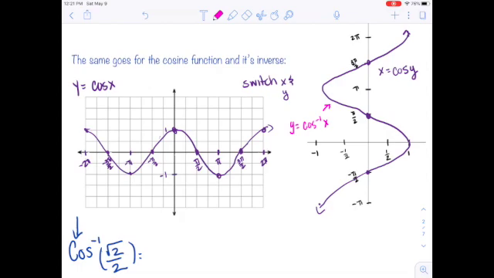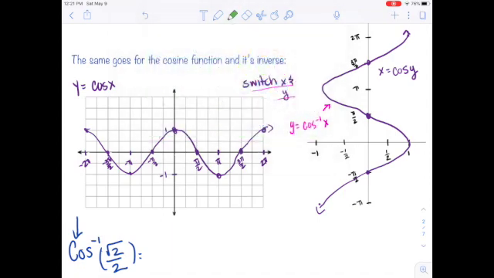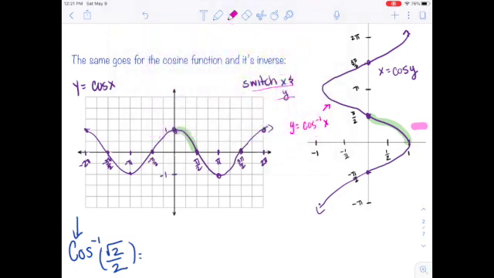When you graph the cosine function, you've got y equals cosine of x on the left, and then you switch your x and your y values, and you get y equals the inverse of cosine on the right. And you'll see that, let's go back to our highlighted. We've got from 0 to pi over 2, that's your first quadrant. And that is seen right here.